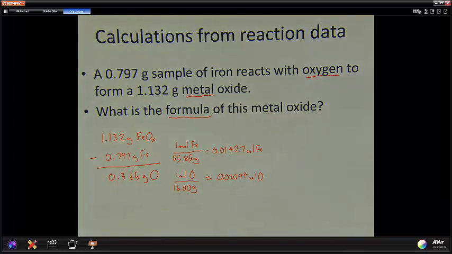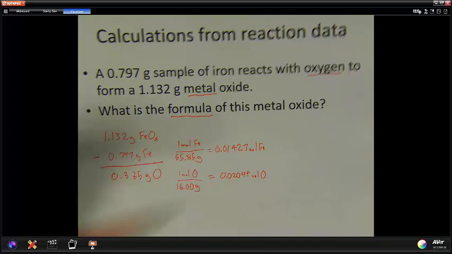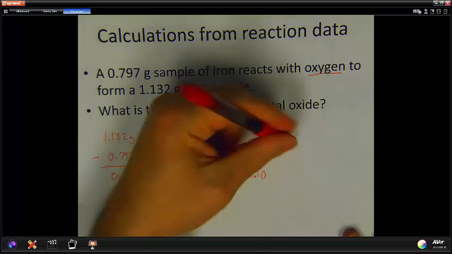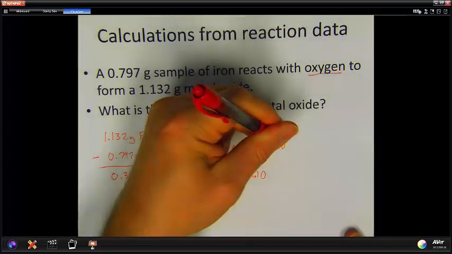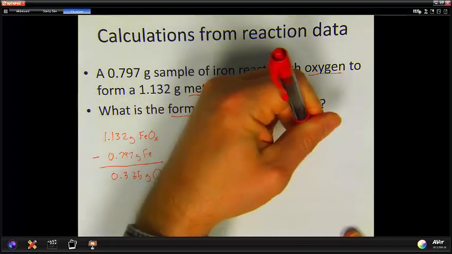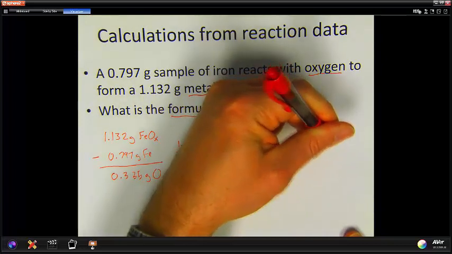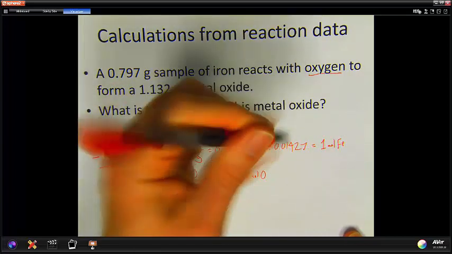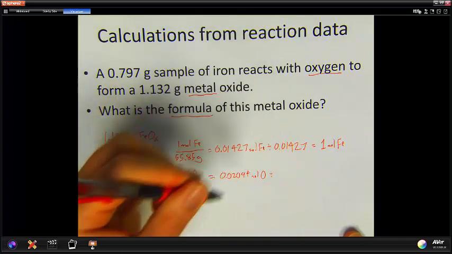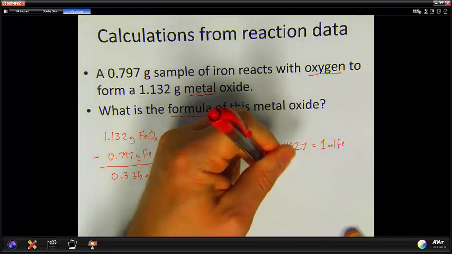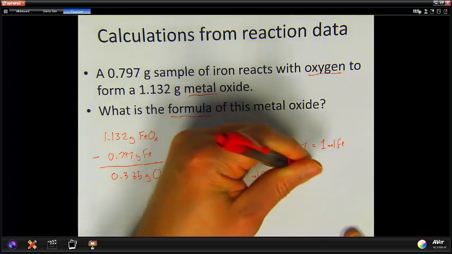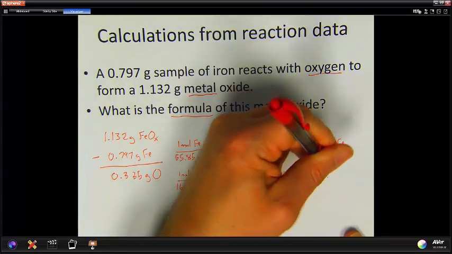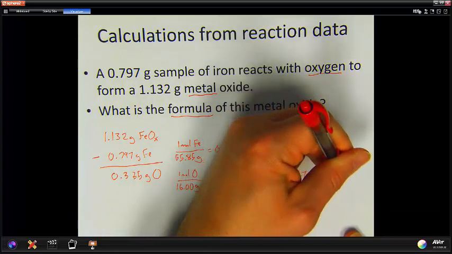And then we ask ourselves, which number is the smallest? And of these two numbers, the smallest is the 0.01427. So we divide each of these by that number. This will be, by definition, 1 for the iron. So we don't even have to type that in, right? We know it's going to be a 1. And this one, so we divide by 0.01427, and I get 1.47 moles of oxygen.